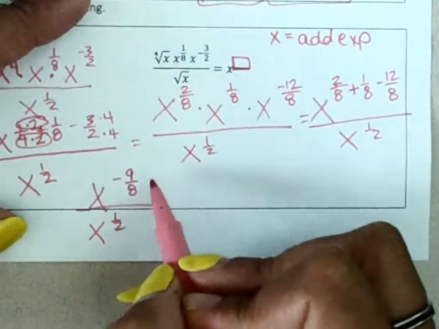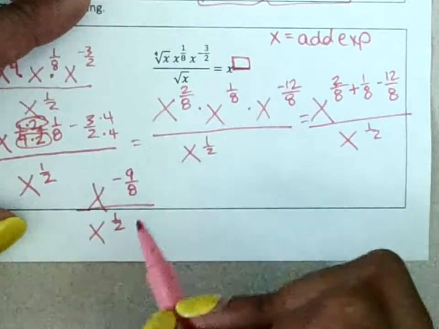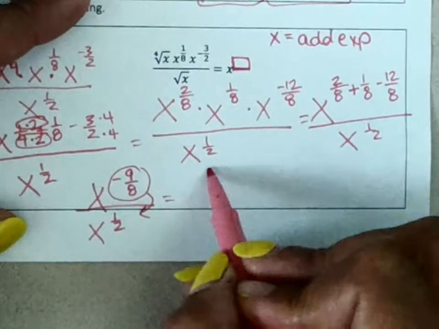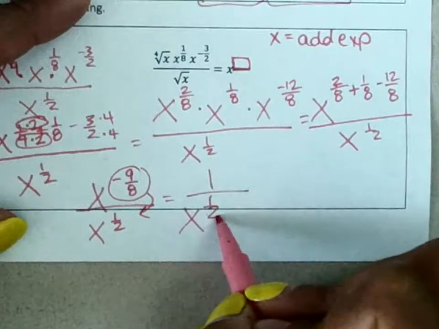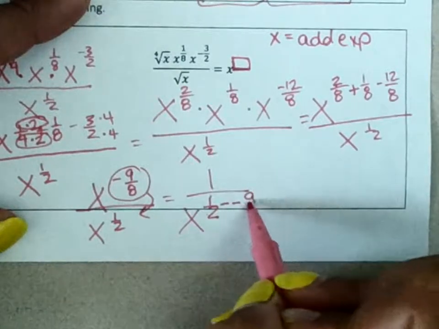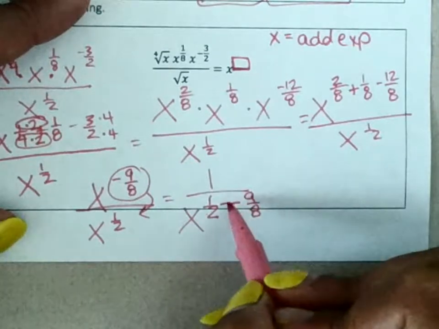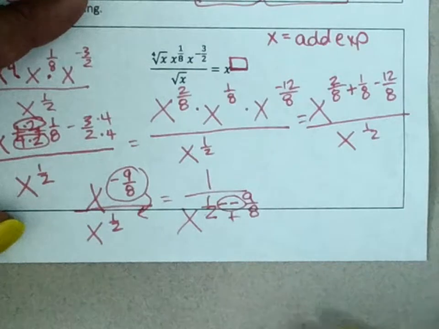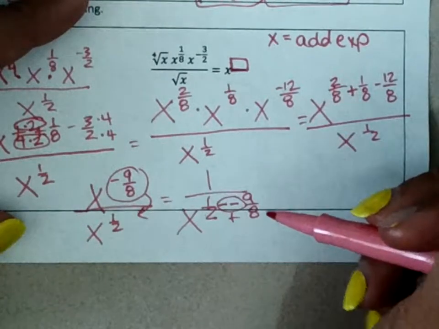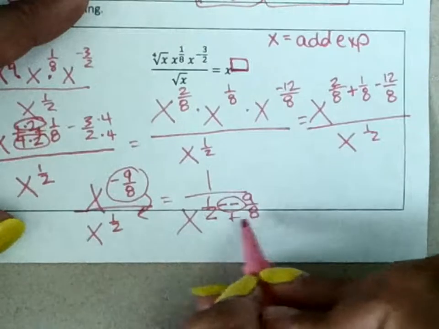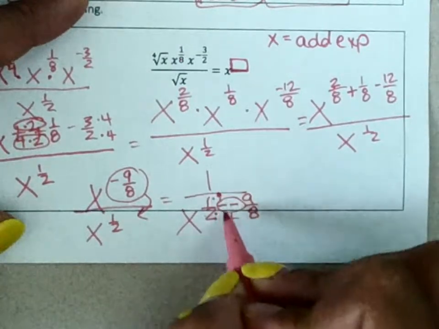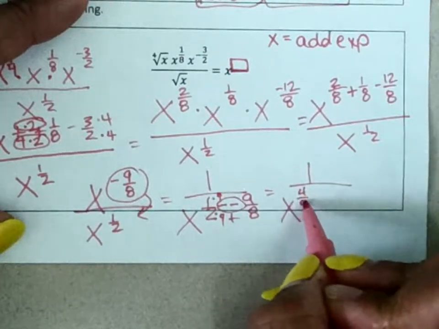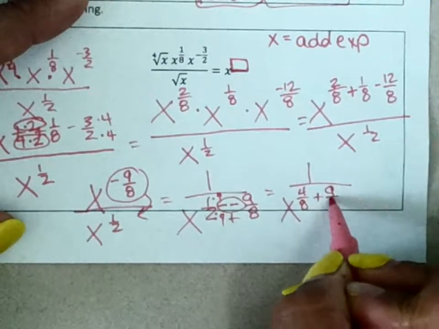We know that negative 9/8 is smaller than 1/2 because it's negative, so we're going to bring it to the bottom, giving us x to the 1/2 minus negative 9/8. We know that two negatives will form to make a positive, so in the end we'll be adding them together. And then in our last step, we need to make sure that they have the same base. So I'm going to multiply 2 by 4, and this will give us x to the 4/8 plus 9/8.